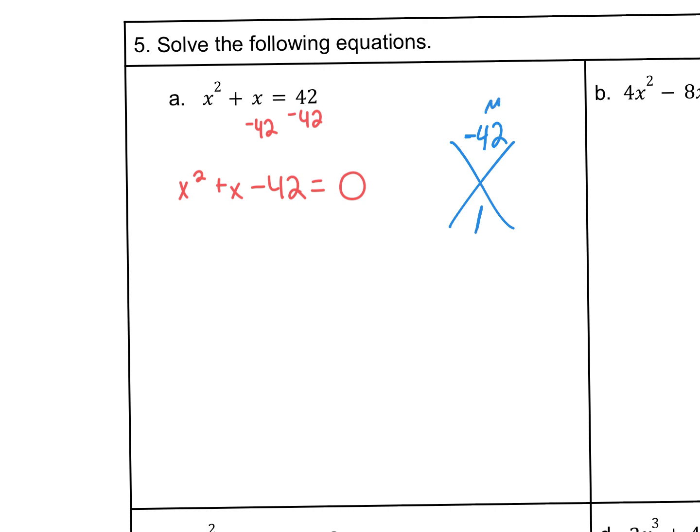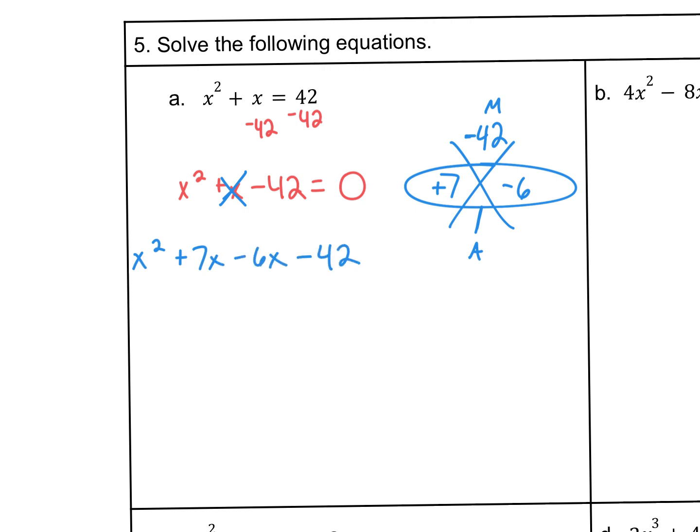And now I'm looking for 2 things that multiply to negative 42 and add to 1, okay? Pause the video. Try to figure out what they are. You should get positive 7 and negative 6, okay? From there, those are my 2 new middle terms. I keep my first term. I now have 7x and negative 6x in the middle, and then I keep my last term. And now I am just grouping.